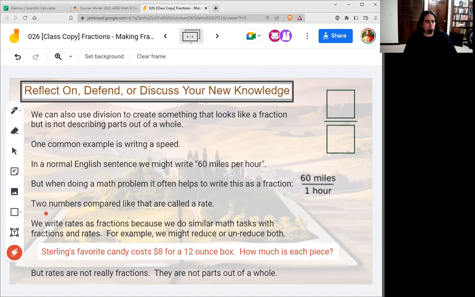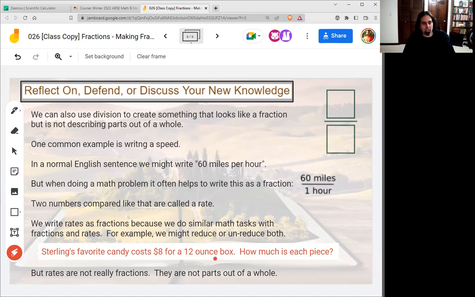So when we compare two numbers and we write them like a fraction, we call that a rate. And rates are another Math C topic. We're not going to talk about it now, but have it in the back of your brain that everything we learn about fractions will get useful later on for things that officially aren't fractions, because miles are not parts of an hour. But we're using the tools we're developing for fractions to deal with these because we like the tools we get.